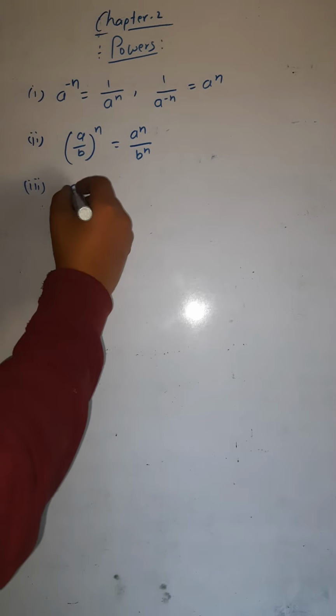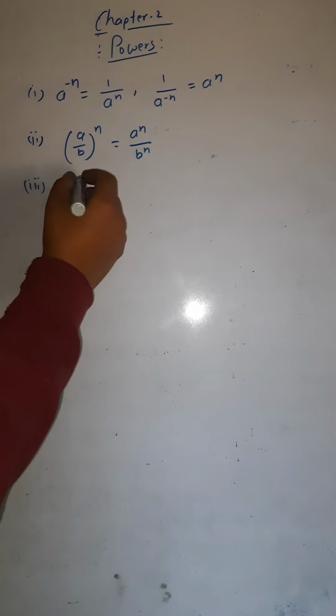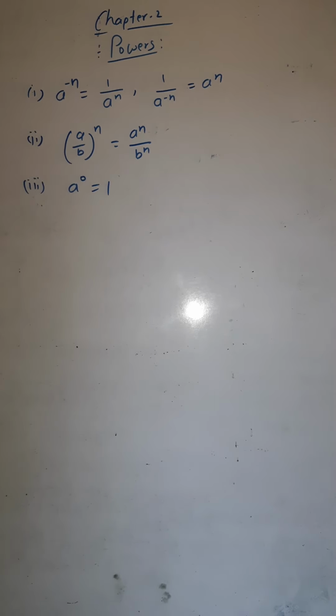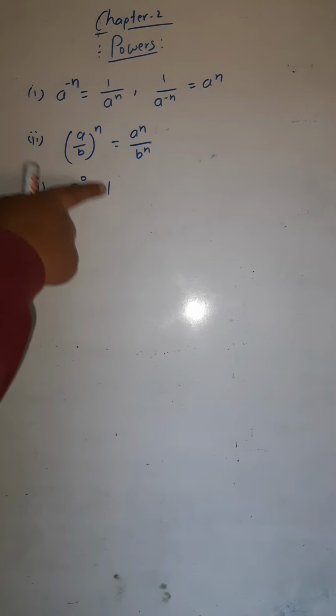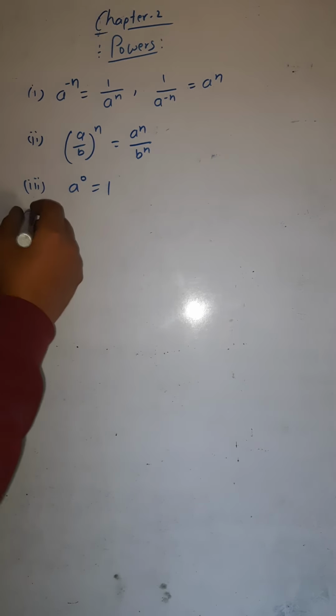Now the third formula. If somewhere you are getting any number, let's say it is a, having the power 0, you would always write it as 1. Whether it is 2 raised to the power 0, the answer is 1. 5 raised to the power 0, the answer is 1. 100 raised to the power 0, the answer is 1. Any number you take, if its power is 0, you would write it as 1. Are you getting this?